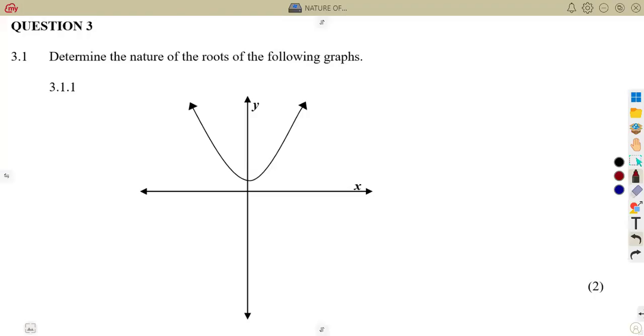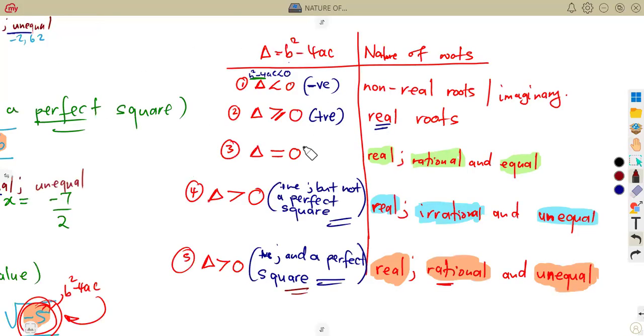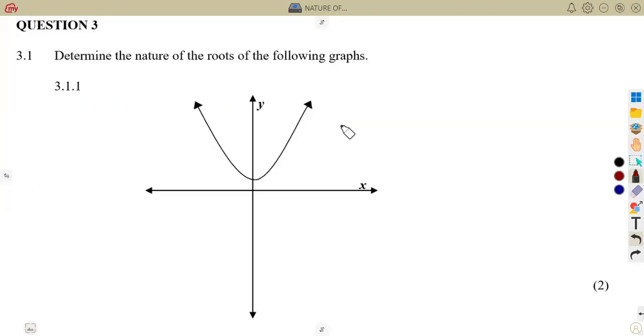So, yes, we need to consider a typical exam question working with the nature of our roots, as we had in our previous class for those who managed to be part of the introduction. So this is it, guys. We are given, on question number 3, to determine the nature of the roots of the following graphs.